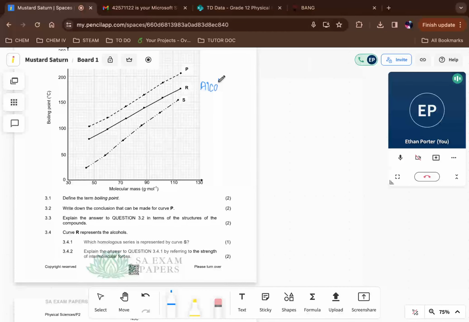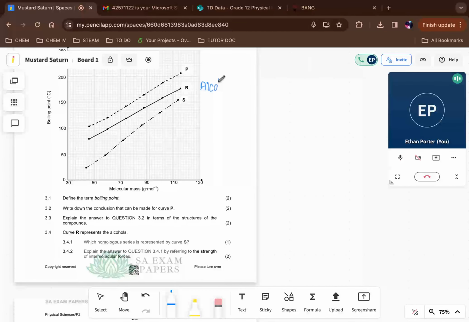So that answers question 3.4.2. Explain the answer to question 3.4.1 referring to the strength of intermolecular forces. So I've kind of already done that. I guess to answer 3.4.1, you just have to say aldehyde, and then to answer 3.4.2, you can then elaborate and explain about the different intermolecular forces. To get the full marks, you don't have to go into detail of hydrogen bonding. You can just say difference in strength of intermolecular forces. So you should just know aldehydes have weaker intermolecular forces.